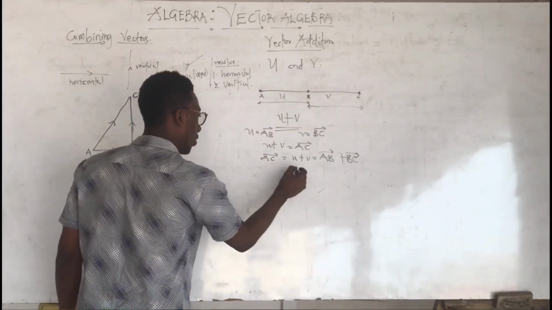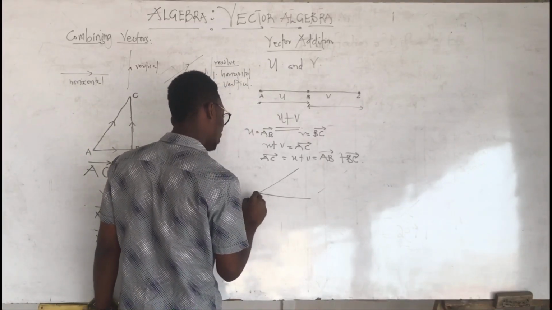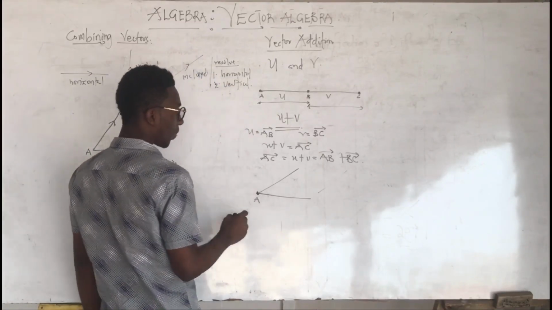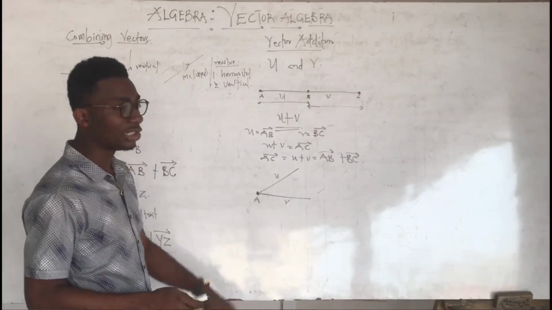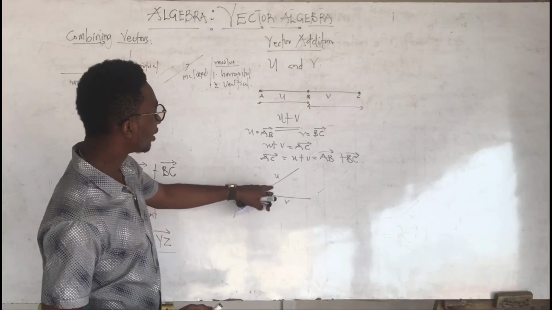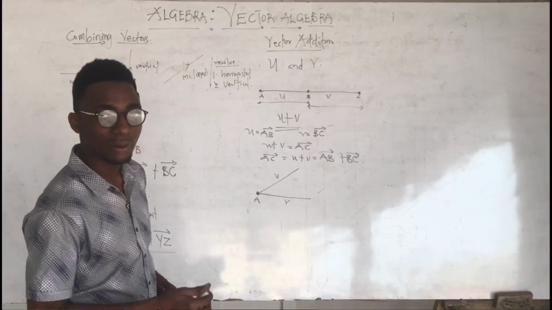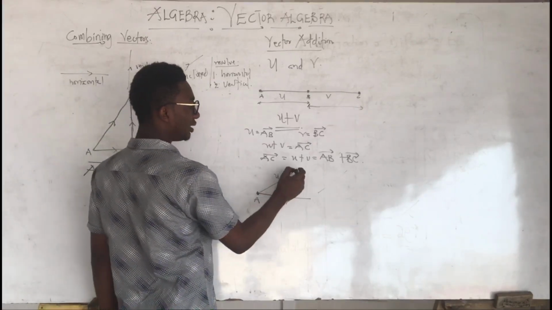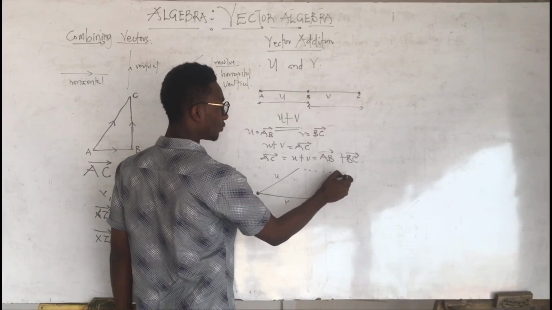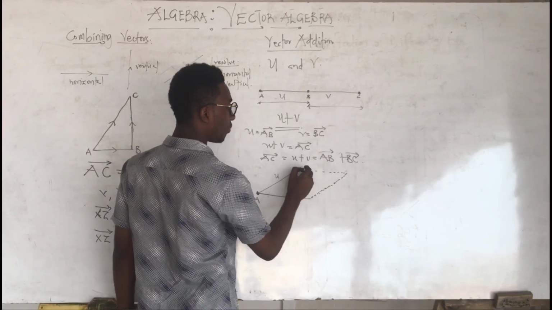The two vectors will now move from a particular point. They will all move from an initial point. Let's say this initial point is A, where vector U and vector V will all move from this initial point. So now if vectors U and V are all moving from a particular initial point, what happens is that you have to complete the shape in terms of a parallelogram.